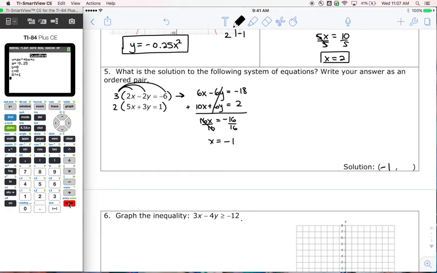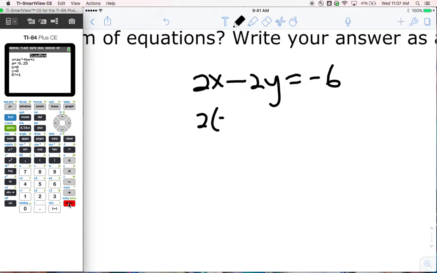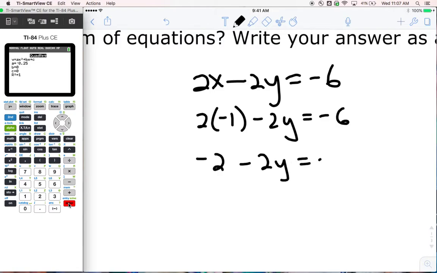It doesn't matter which one. I'm just going to do the first one. So I've got 2x minus 2y is equal to negative 6. But x is negative 1, so we've got to use a negative 1 right there. All right, so really I've got negative 2 minus 2y is equal to negative 6.